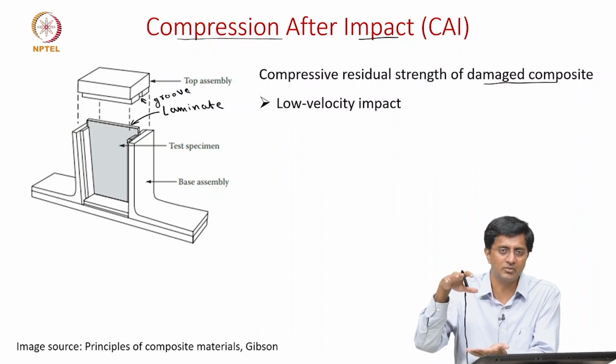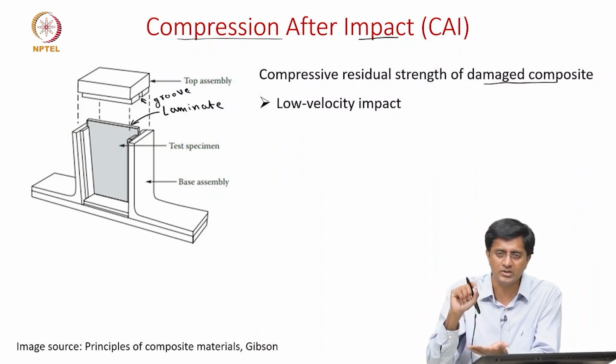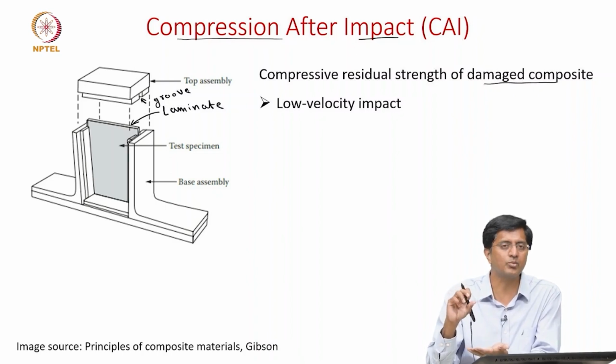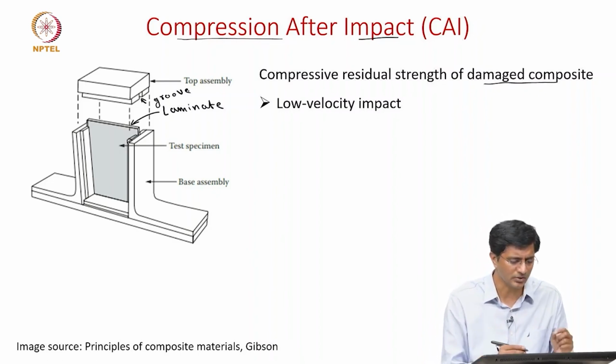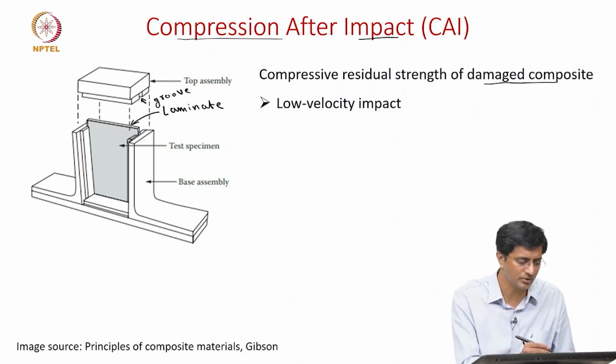The reason why the compression strength is reduced is because this laminate had some internal damages, and once you have these internal damages, that leads to propagation of the cracks and compromises the laminate much earlier. So one should be able to find that out using this compression after impact test, or in short we call it a CAI test.